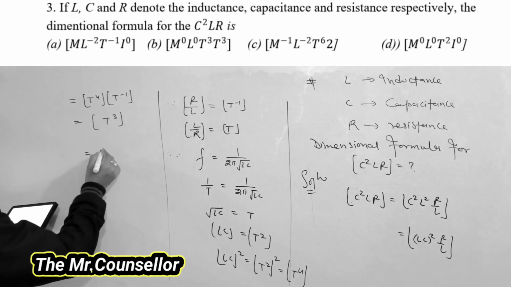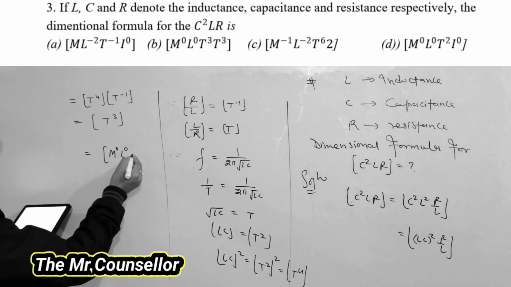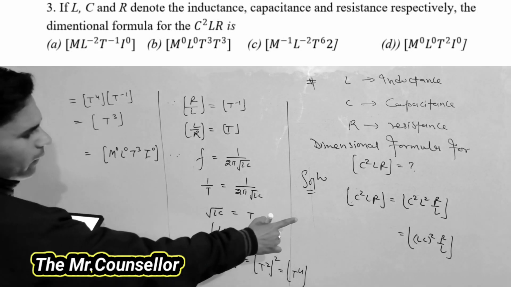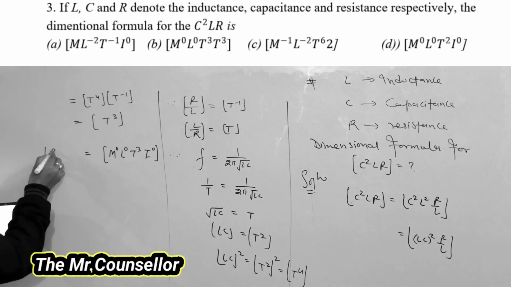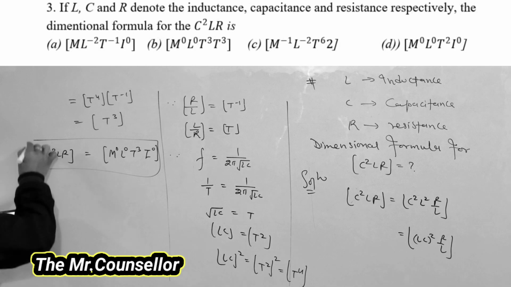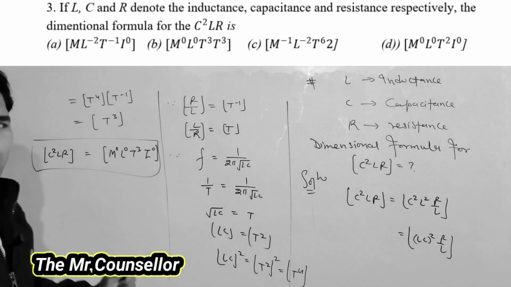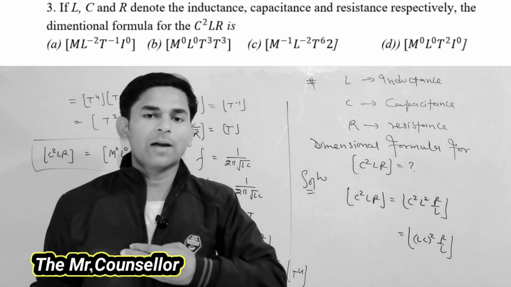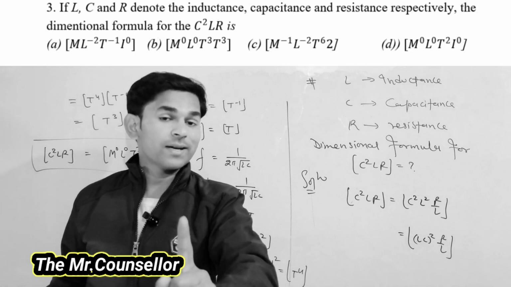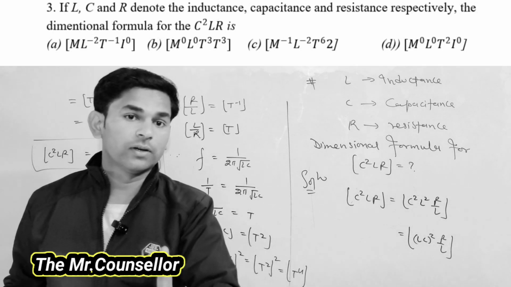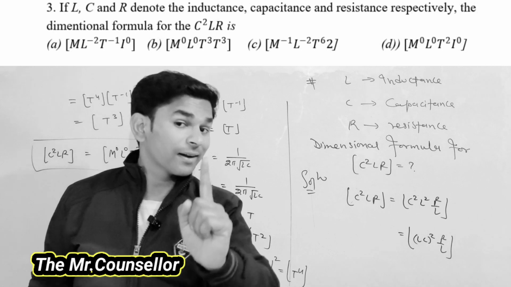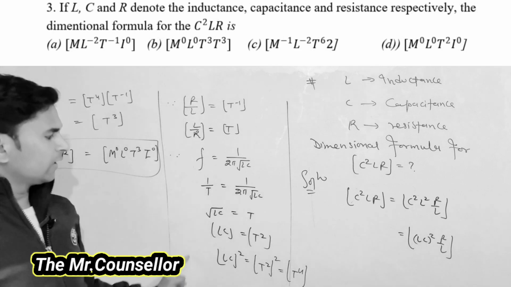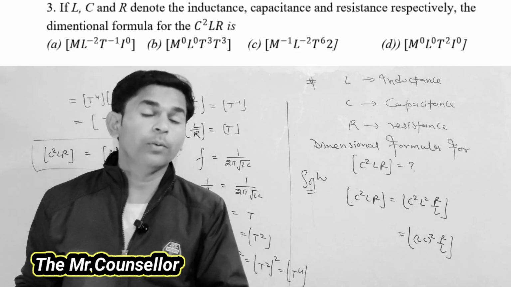Option B is given like this: M0 L0 T power 3 and I naught. So which option is correct? The dimensional formula of C square LR is equal to this, you will get this answer. You are feeling that this is a long calculation. It is not a long calculation. That is why I am explaining. When you understand better, definitely you will get the right solution. If you do not understand, you cannot get the right solution. So please look at this proper arrangement and proper solution, then try to practice.